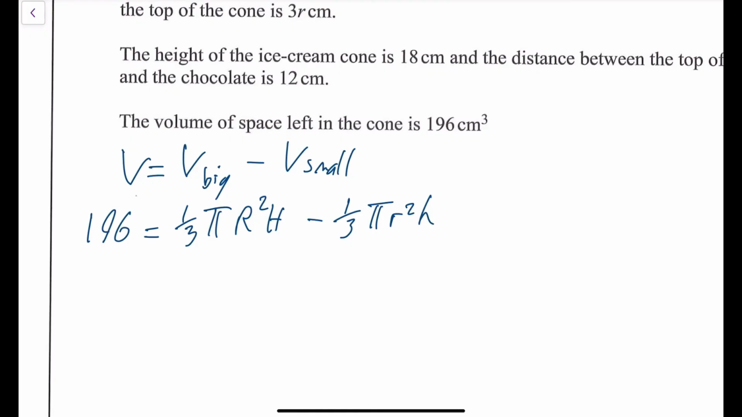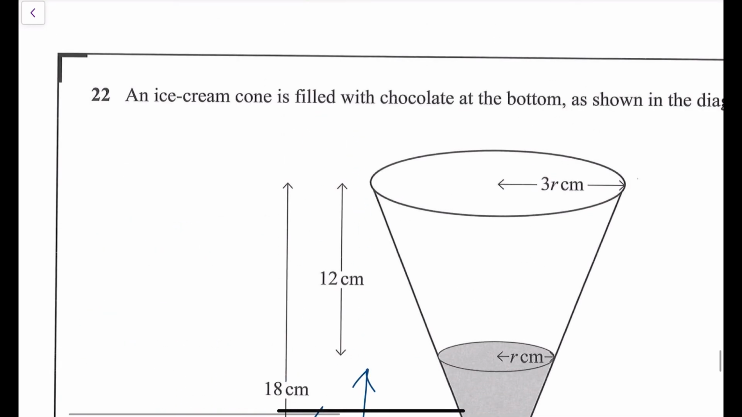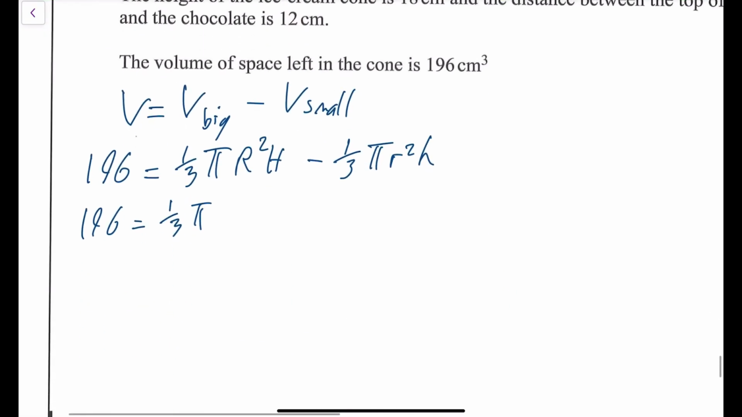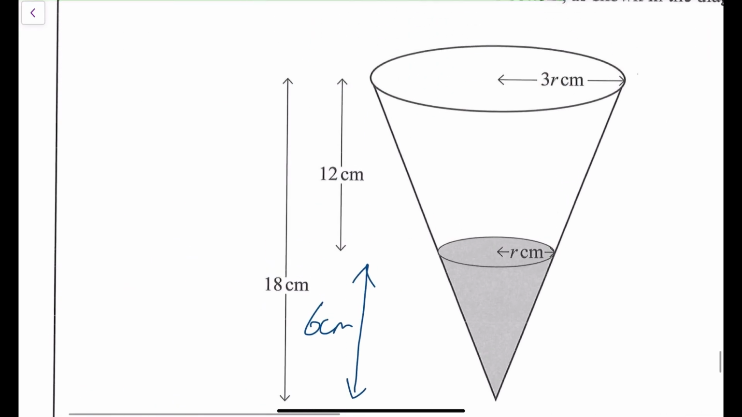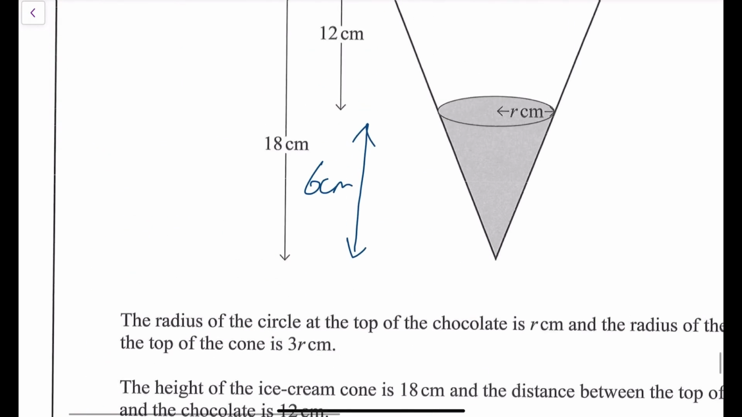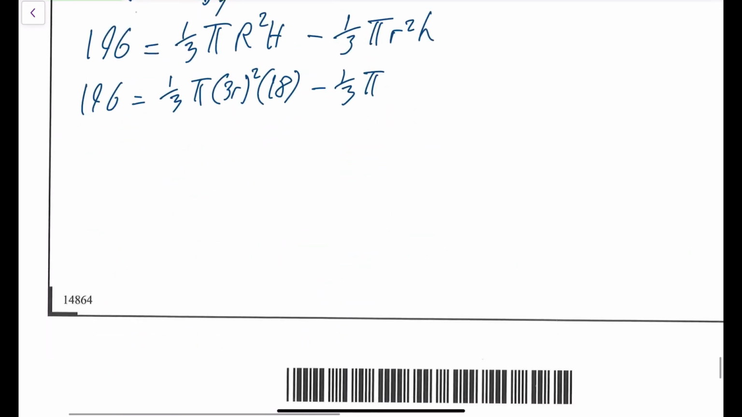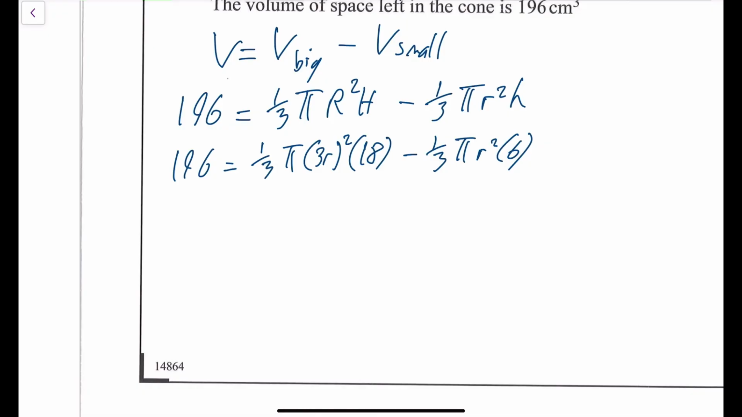Right, and then if you look back, 196 is equal to, you're told in the question that the big R, the big radius of the cone, is 3r, so that's brackets 3r squared. The height of the big cone is 18, minus a third, times the radius of the small cone, which is r, and the height of the small cone is 6, so it's just r squared times 6. Okay, that is a bit of a mess, let's tidy it up.